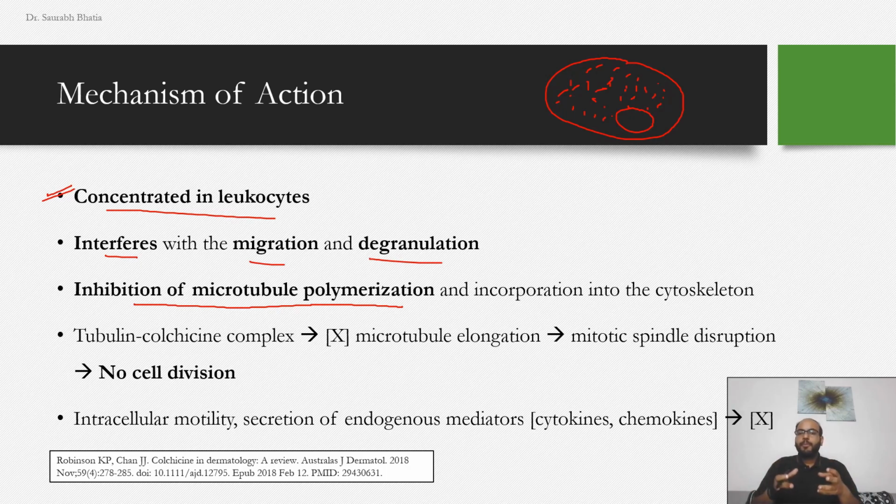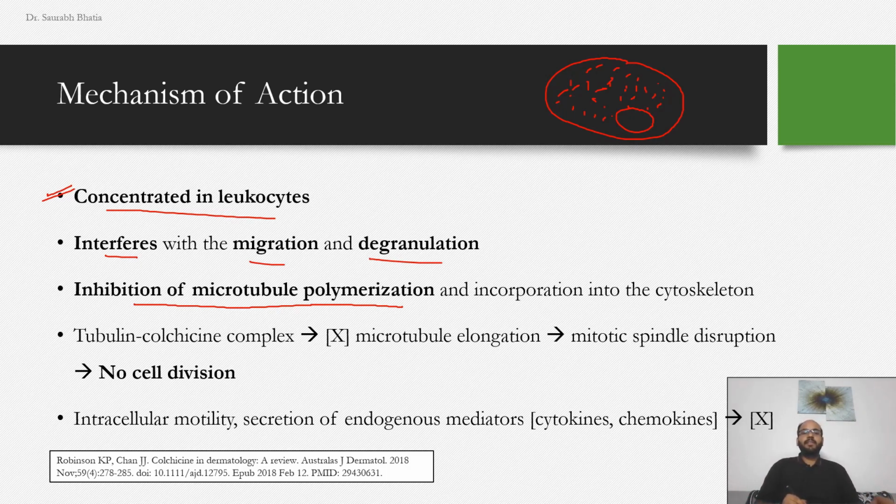When microtubule polymerization, that is the laying of microtubules, is inhibited by colchicine, these secretions and products are not able to reach their destination effectively. When they are not able to reach effectively, the cell ceases to act. And that is how the immunosuppression effect takes place. Okay.